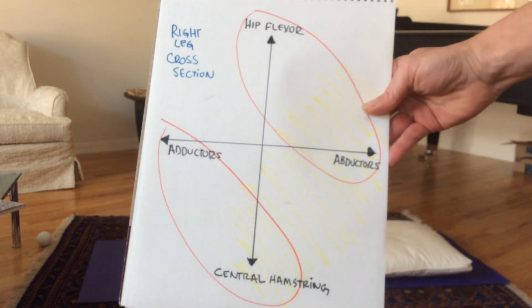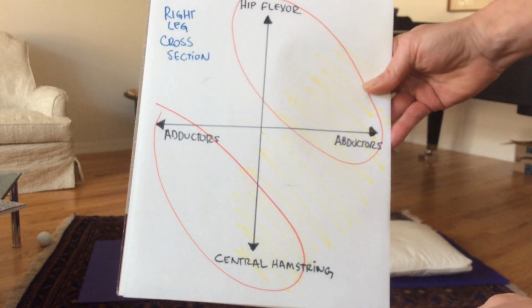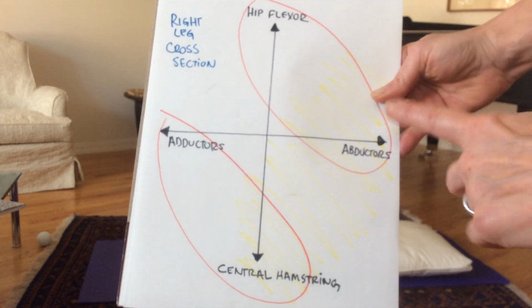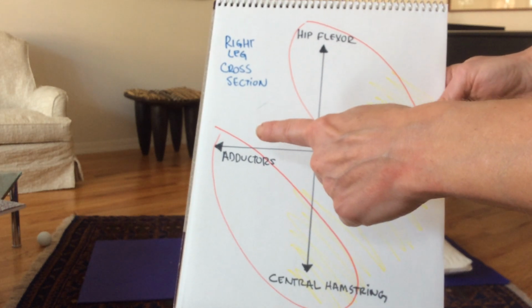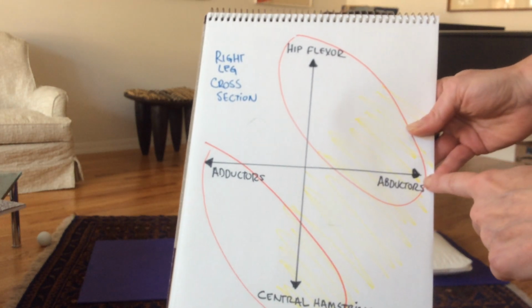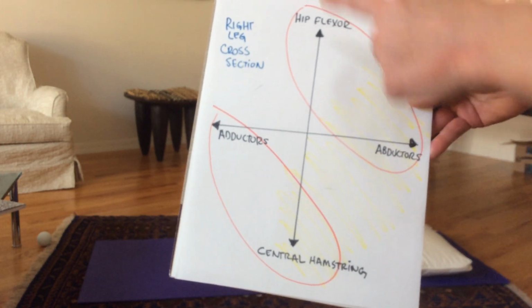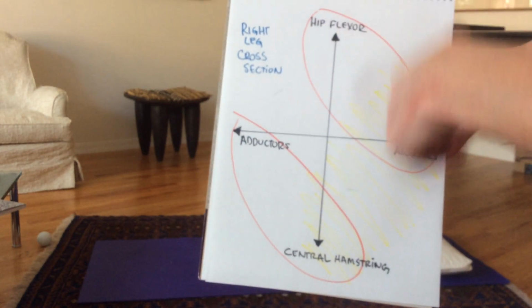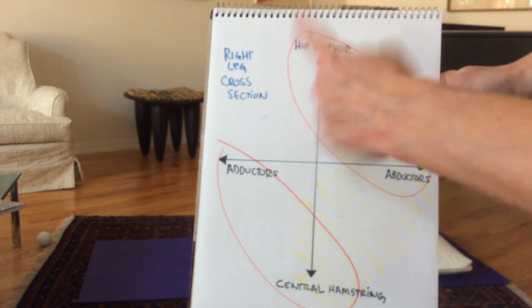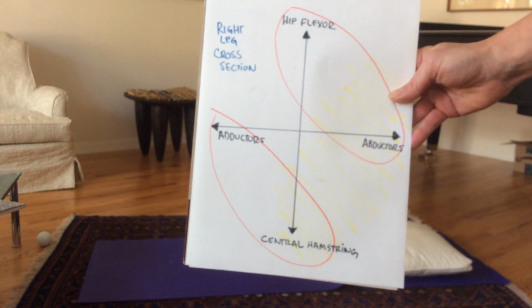So here we have the hip flexor up top, central hamstring at the bottom, abductors, adductors. Oh wait, so we started with the abductors. We went to the adductors, right? But that didn't work. So now we've got to do the conflicting muscle, which is the hip flexor. So I've just drawn a line. So these two conflict, and this is for the T quadrant.